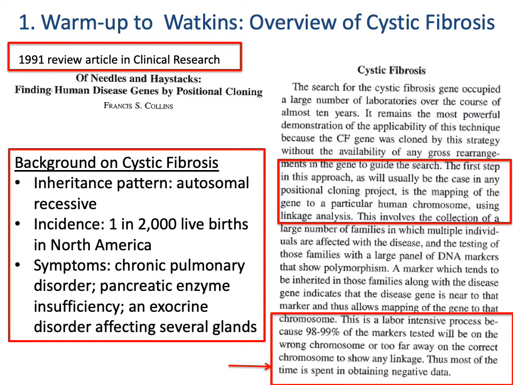And Dr. Collins goes on to say that this type of positional cloning is a labor-intensive process because 98 to 99% of the markers tested are going to be either on the wrong chromosome or really far away from the disease gene. So they're not going to show any linkage. So that means that most of the time, as you are checking different markers to see if they are linked with your human disease gene, you're going to get negative data, right? So that means really low LOD scores or negative LOD scores. And that can be really discouraging.